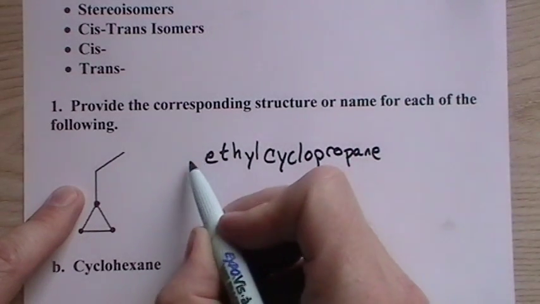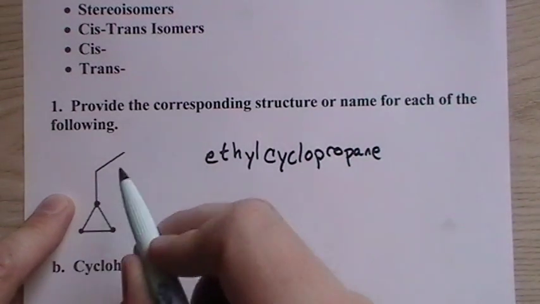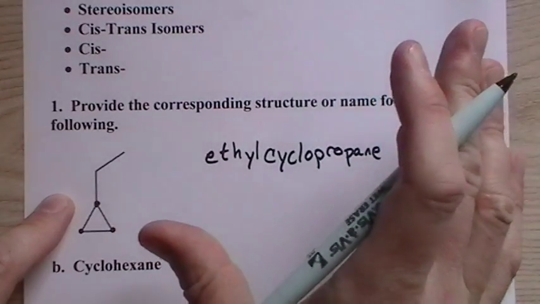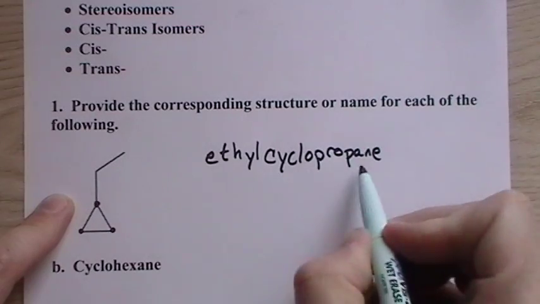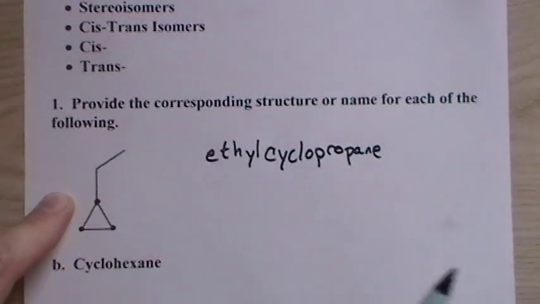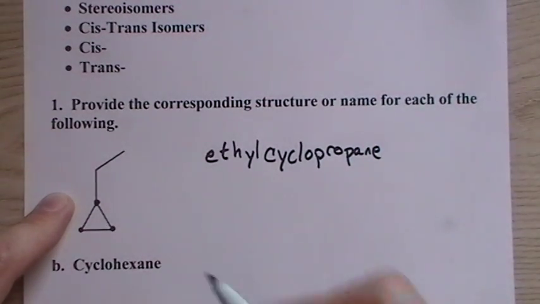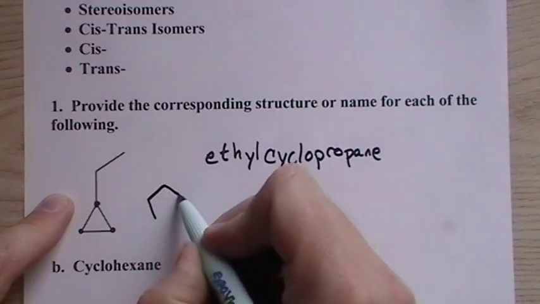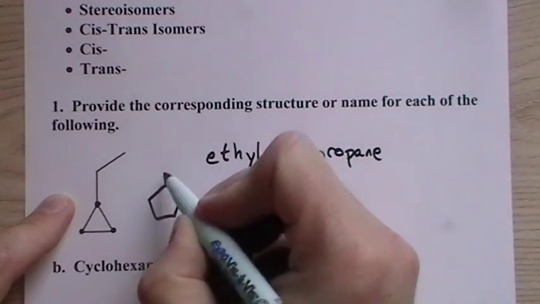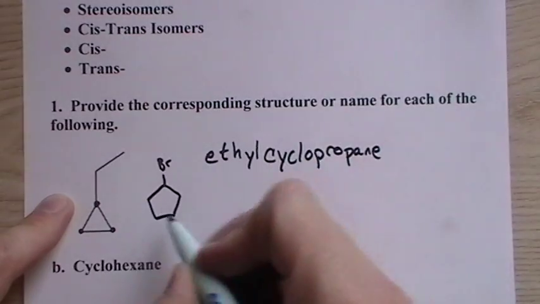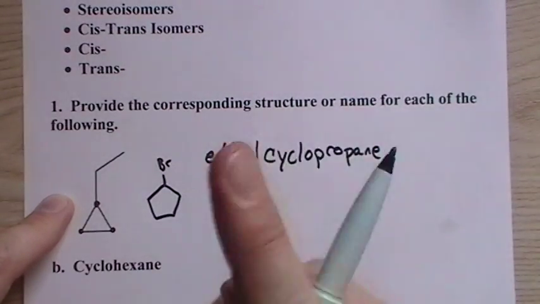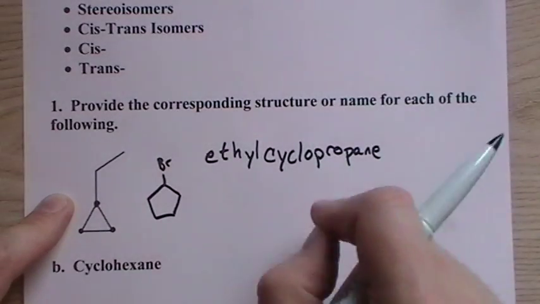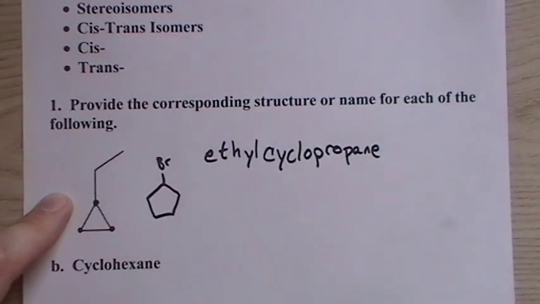Now, students often want to put a 1 in front, but when there's only one substituent, no numbering is necessary, and you don't want it in there. It's wrong. Because if we just see an ethyl group on a ring, that ethyl group has to be at position 1, so there's no need to put it in there. That's true whatever the ring is. This is cyclopentane. If we have a bromine, then this would be bromocyclopentane, not 1-bromocyclopentane. So whenever there's only one substituent, name it, attach it to the ring name, and no number.